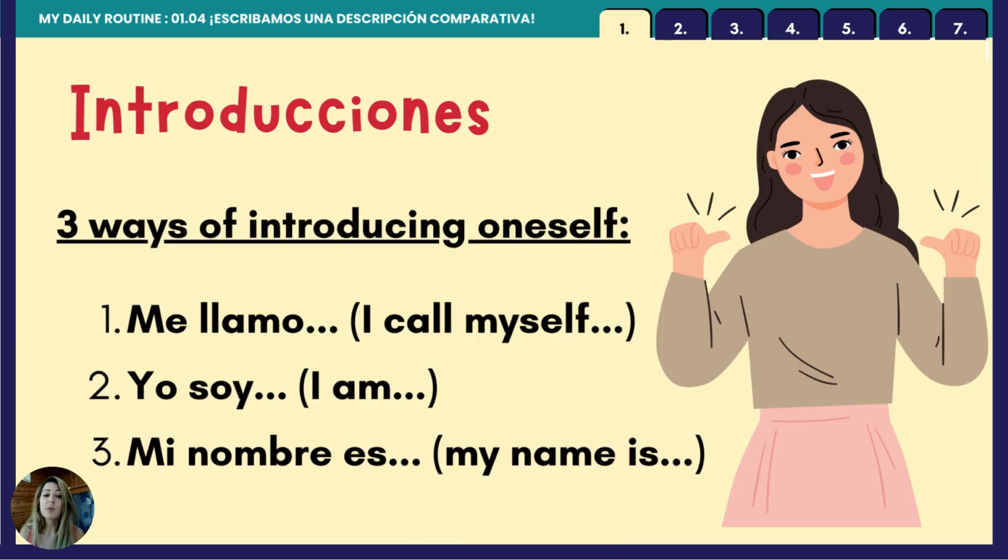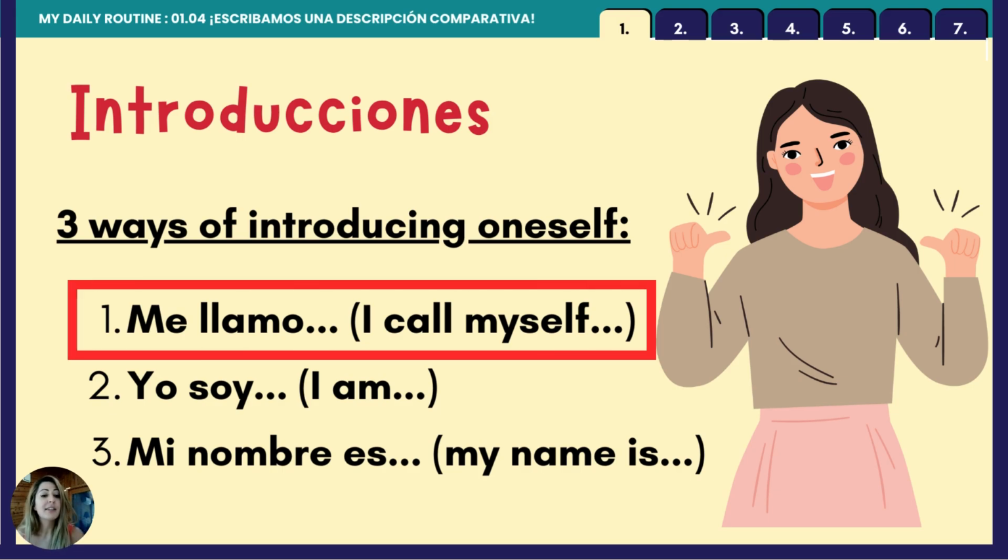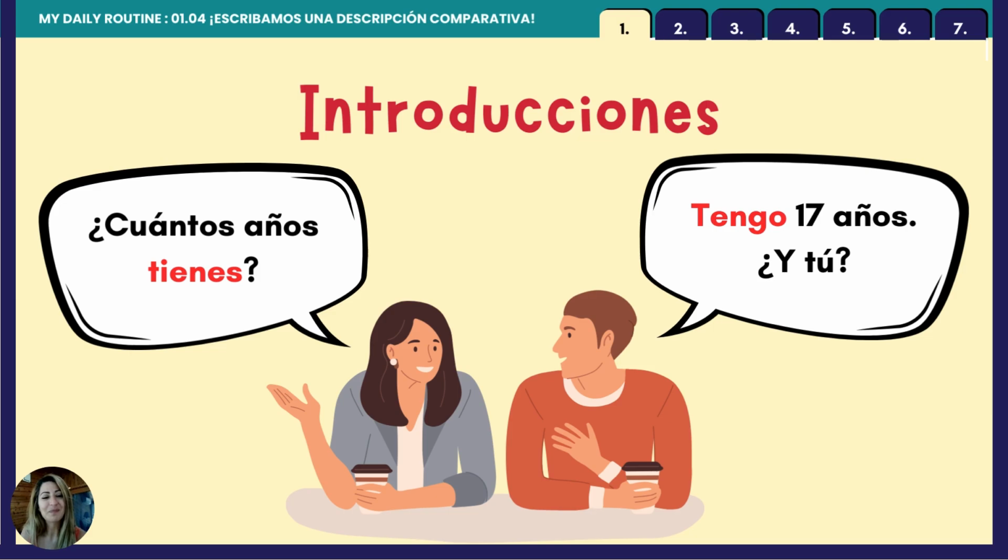Introducciones. There are three ways of introducing oneself. The reality is that me llamo, which is the first option, is the most common in most Spanish-speaking countries. Naturally, all three of those can be used, but at least it's good to know that me llamo is the most common. Next example is ¿cuántos años tienes? Alberto says, tengo 17 años. ¿Y tú?